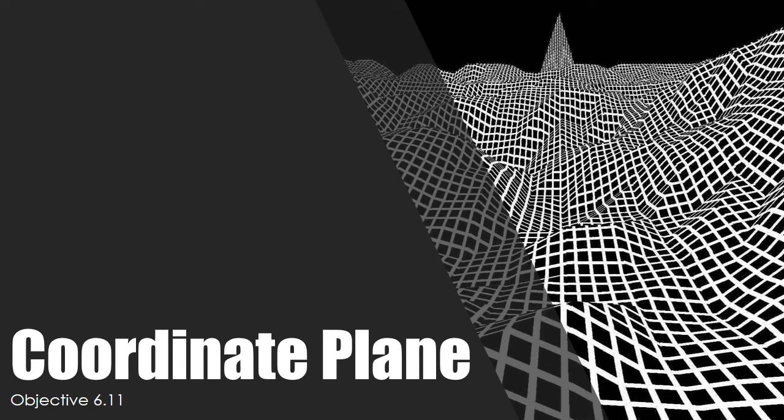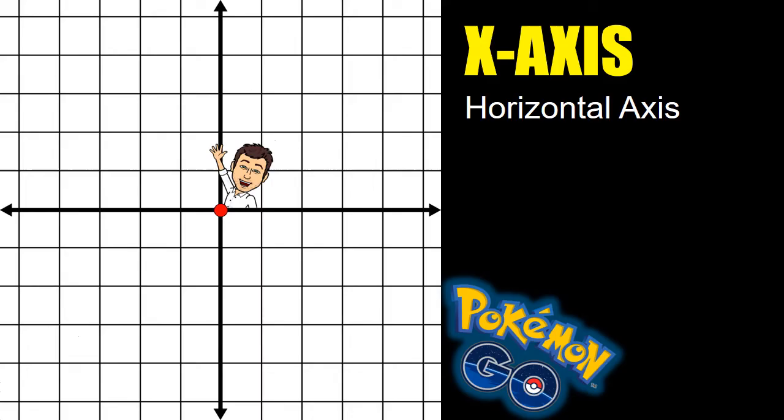In this edition of Mr. Peterson Presents, we are going to be talking about the coordinate plane. So here are some key things to know about our coordinate plane here. And so we have two different axes going on here.